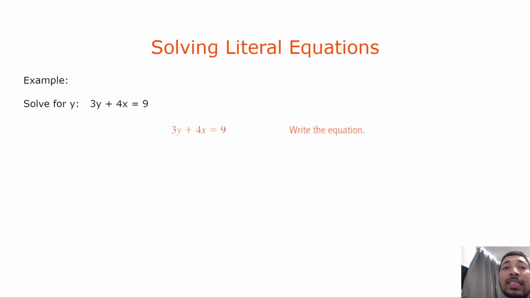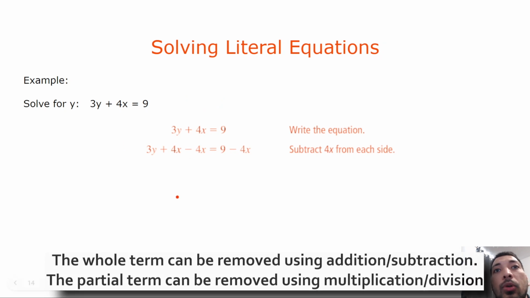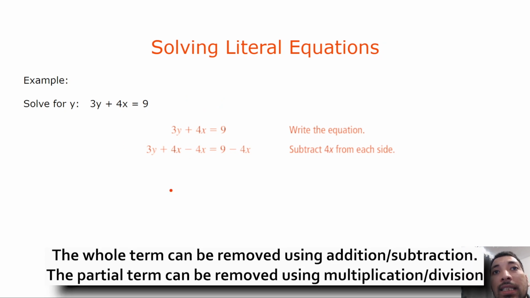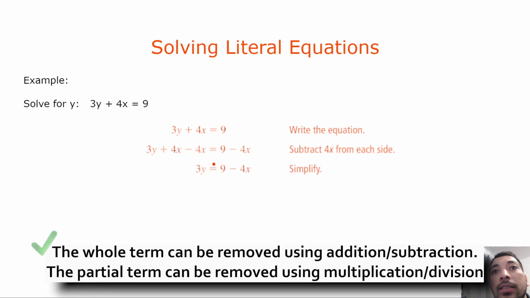So the first step, we can write down the equation. Now we know that this 4x is the whole term and this 3 is the partial term. So we can get rid of this whole term 4x by subtraction. So you subtract 4x from both sides. Once we subtract and simplify, we can see that 4x cancel out. We have 3y equals 9 minus 4x.